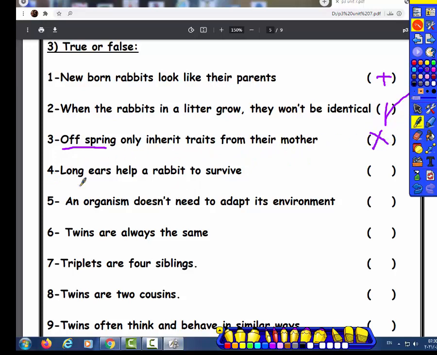Number 4, long ears help a rabbit to survive. Yes, we said before that long ears are very important for rabbits' survival. Survival means staying alive. So that's right. Number 5, an organism doesn't need to adapt to its environment. All organisms have to adapt to their environment. So that's wrong. Like the camel has to adapt to its environment by its humps, to store food and water in its humps. Also, the rabbit adapts to the environment by its long ears.